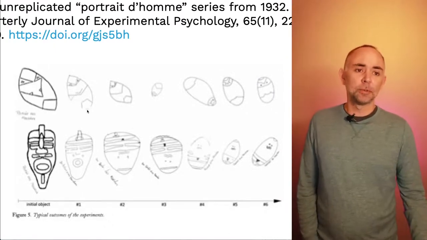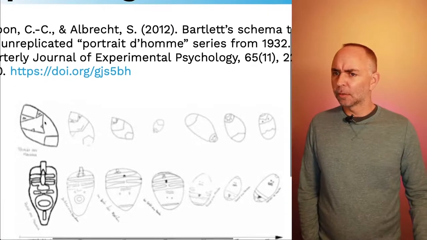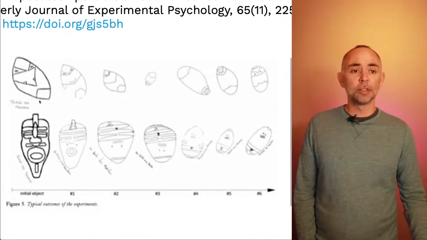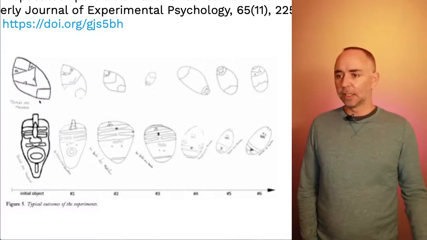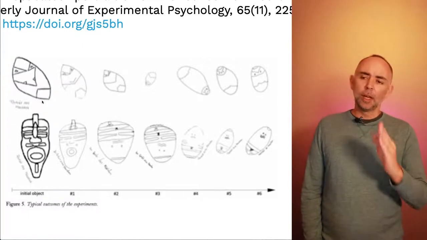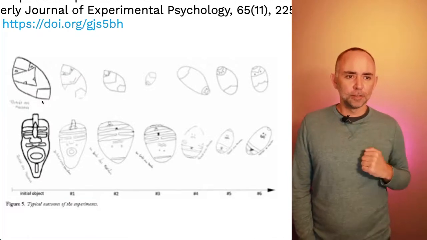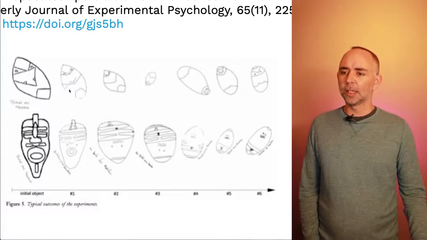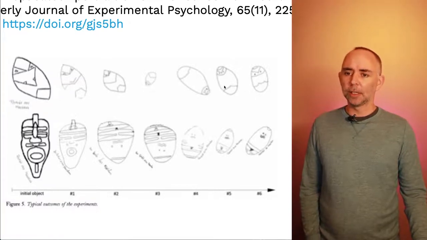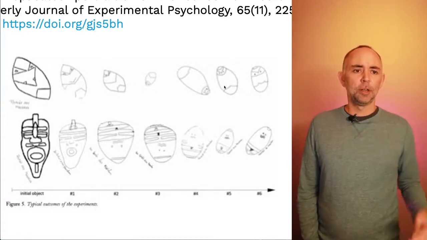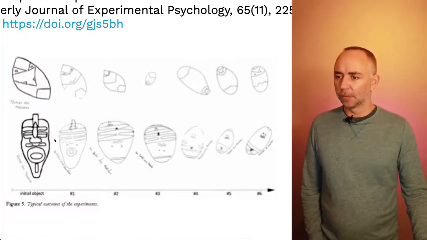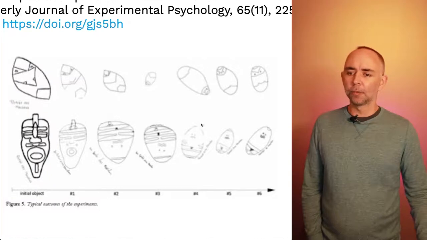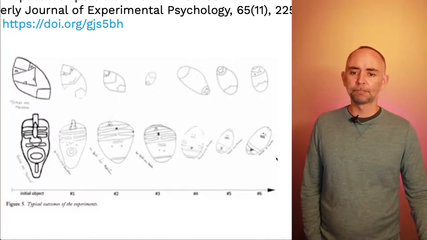So in 2012 they showed people the same kind of stimuli that Bartlett showed his participants, like this mask right here. And then they had participants redraw these things over time from memory. Here's an example of somebody's redrawings of this thing, although it's kind of hard to see. And here's a different picture that you could have seen as an original drawing, and here are some remembering attempts.